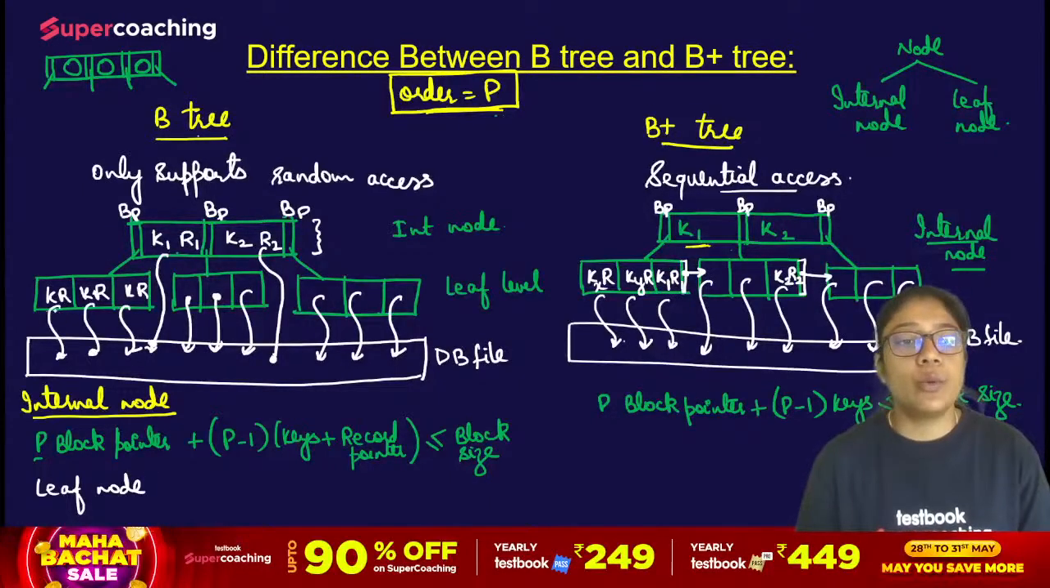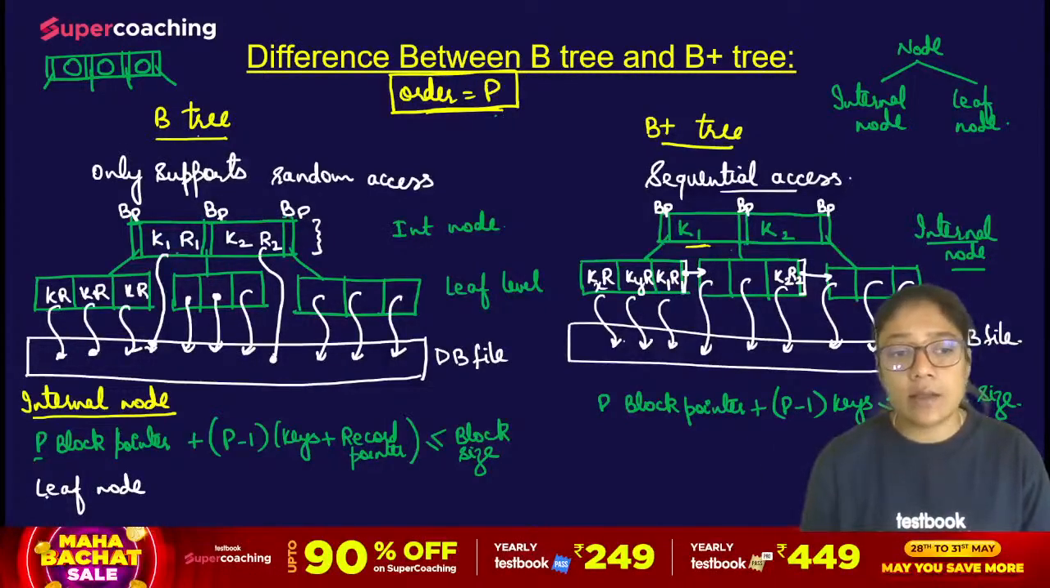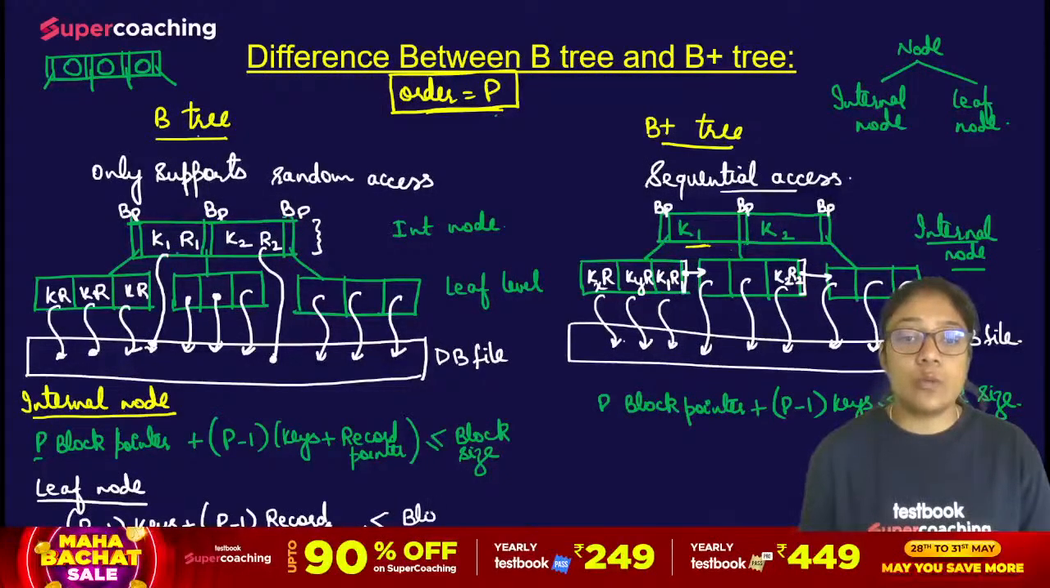In the leaf node, we just have the keys and the record pointers. There is no block pointer because leaf node means no children is there. ना तो कोई children है और ना ही ये next block को point कर रहे. So in this case, there is no block pointer. We just have P minus 1 keys and P minus 1 record pointers, and this should be less than equal to the block size.